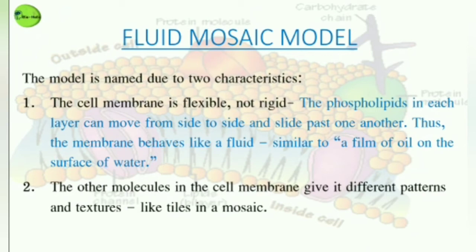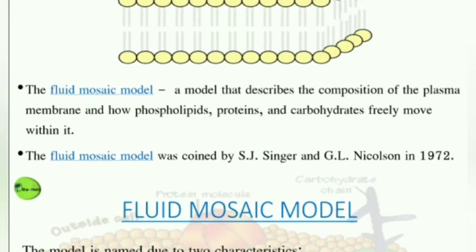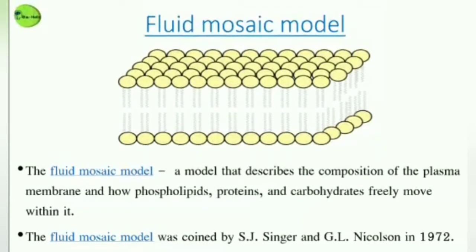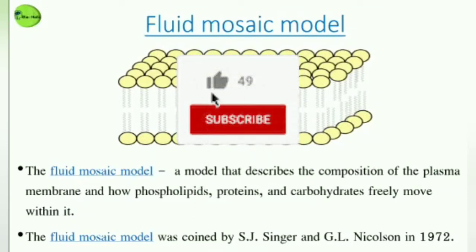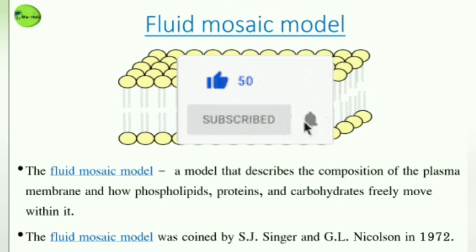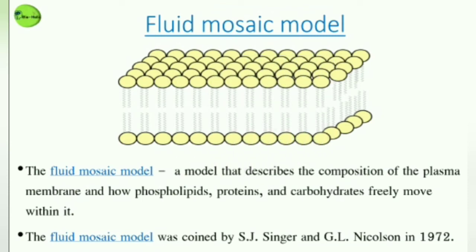Now this fluid mosaic model gives some idea about the amphipathic properties of the phospholipid molecules. Now you can see the head of the phospholipid is hydrophilic, and the fatty acid tails are hydrophobic. The phospholipids are considered amphipathic molecules because they have both hydrophilic and hydrophobic regions. And the phospholipid molecules are arranged in a plasma membrane due to the way they react with water. Because the polar heads of the molecules are hydrophilic, they are arranged so that they are always facing the internal and external fluid of the environment of the cell.